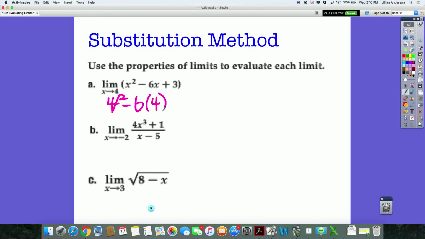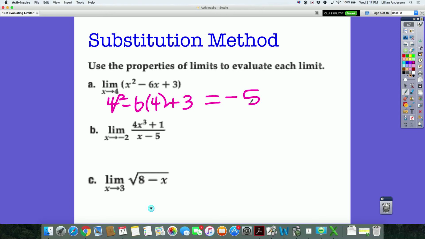Work on my board because it's being very touchy recently. I don't know why. So all you do is you just substitute in 4. What's 4 squared? What's 6 times 4? So what's 16 minus 24? Negative 8 plus 3 is? And that's your limit. So the limit as x approaches 4 of this particular function is negative 5.